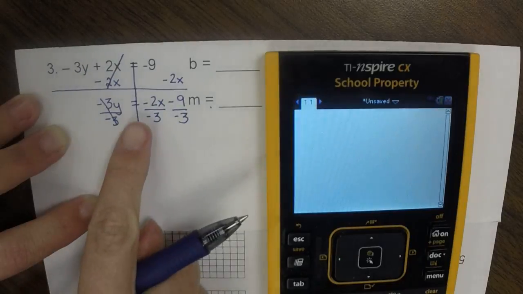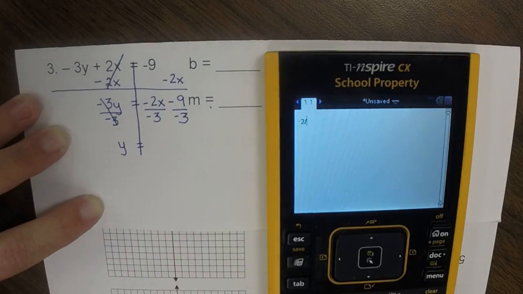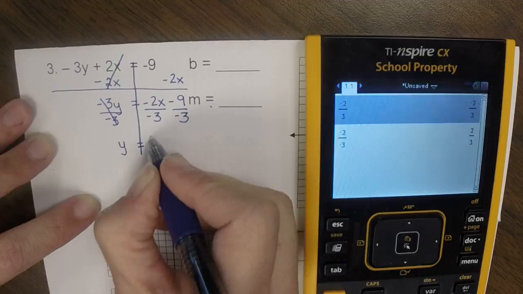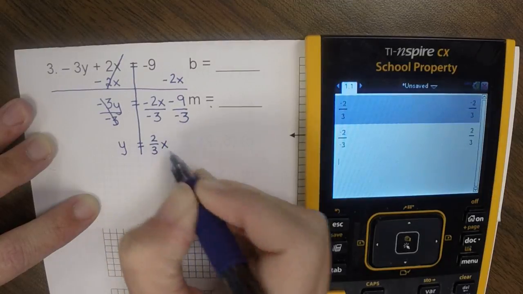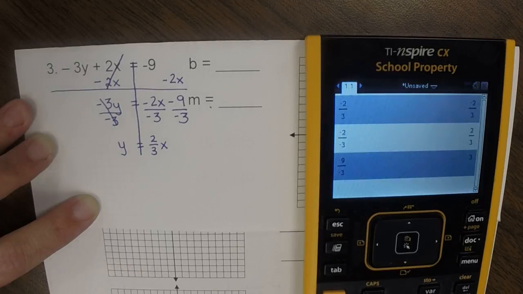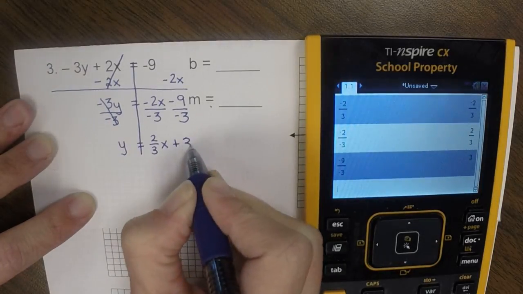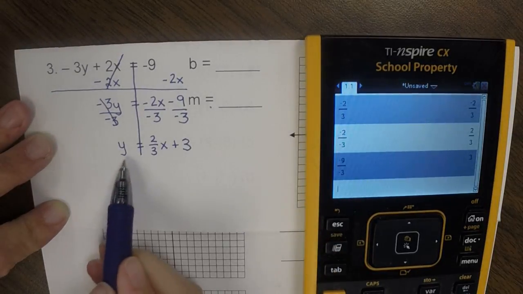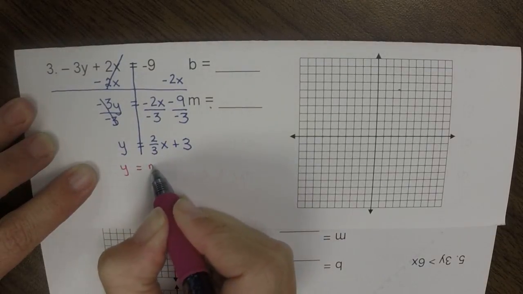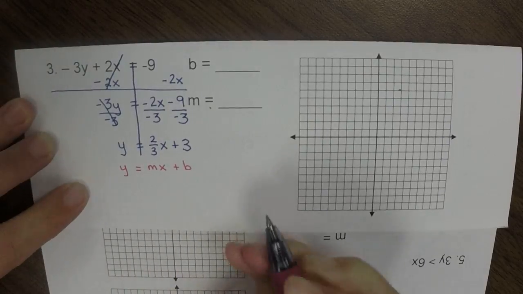So in the calculator we would now put -2 divided by 3, enter, and it says, oh, I'm sorry, -2 divided by -3, and it says positive 2/3. So this would be 2/3 x. Don't lose the x. Then I would do -9 divided by -3, and I would get positive 3. Now the y is by itself, so this would be in y equals mx plus b form.